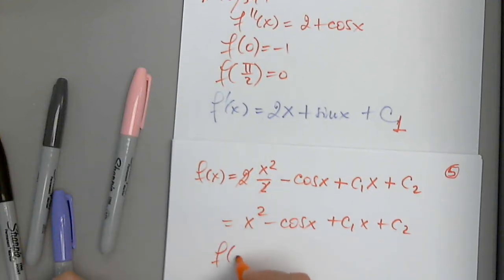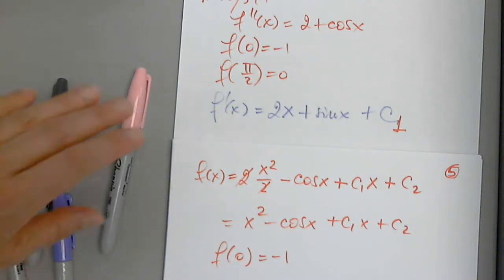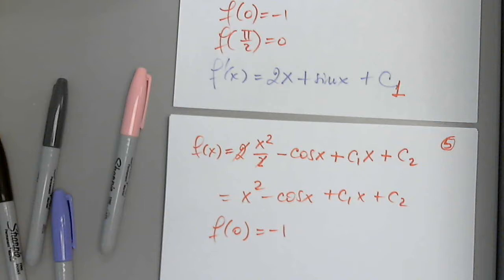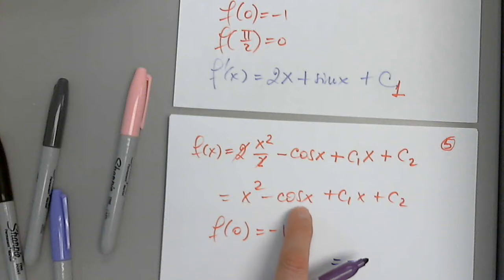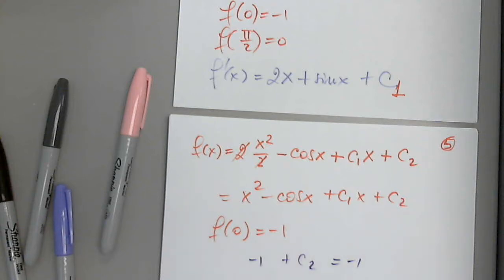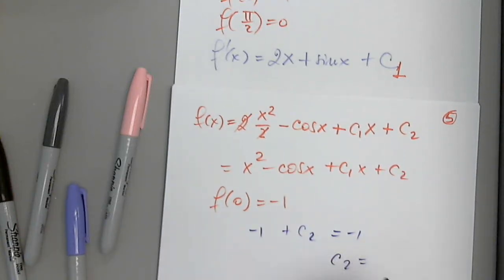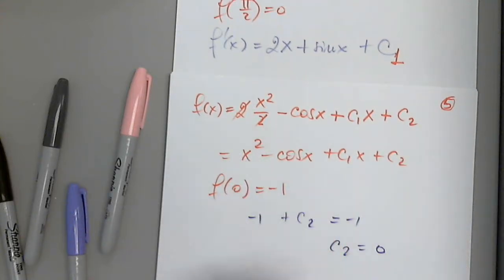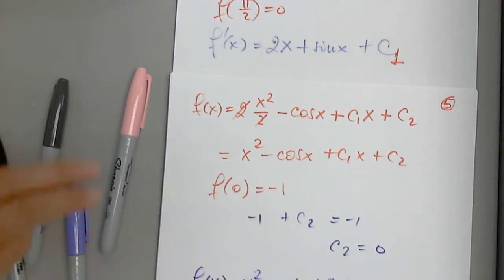Now we have f of 0 is -1. What does this mean, and how do I write it? 0. Correct. Very good. 0. What is cosine 0? With minus in front. And this is 0 and plus C2. So it happens that C2 is? 0. Excellent. Good. So then the function right now looks like this. X squared minus cosine x plus C1x.